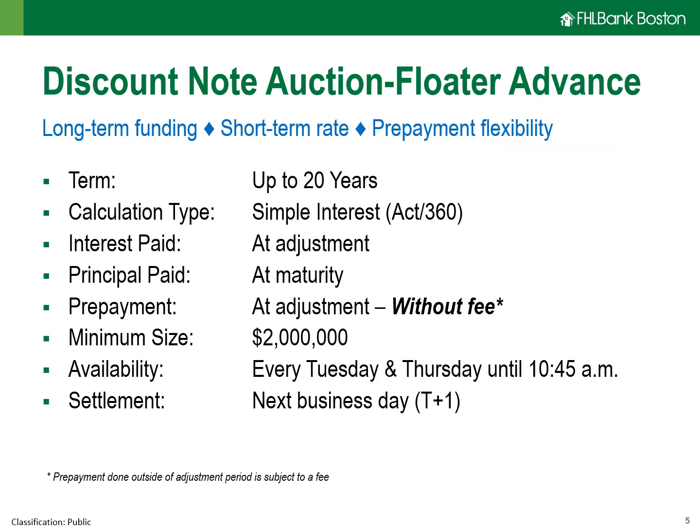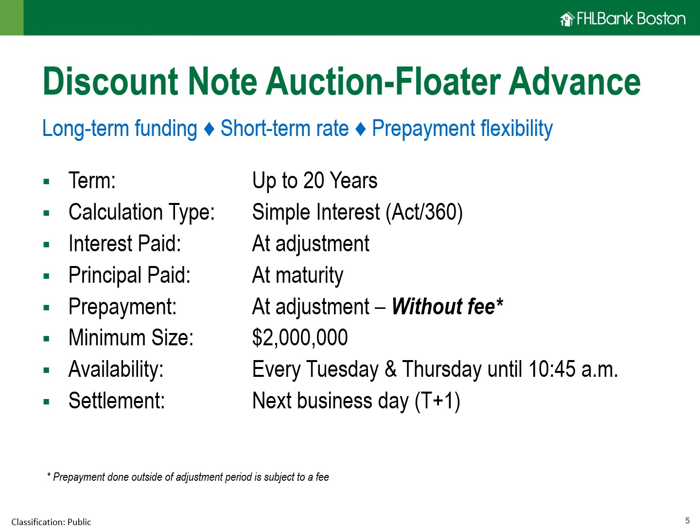As far as the specifics associated with the product, the DNA floater can run terms out to 20 years. It's a simple interest calculation for this product based on an actual 360-day basis. Interest is paid at adjustment, so if you pick the 4-week or the 13-week adjustment period, you'd be paying interest either monthly or quarterly, and all principal is paid at maturity.